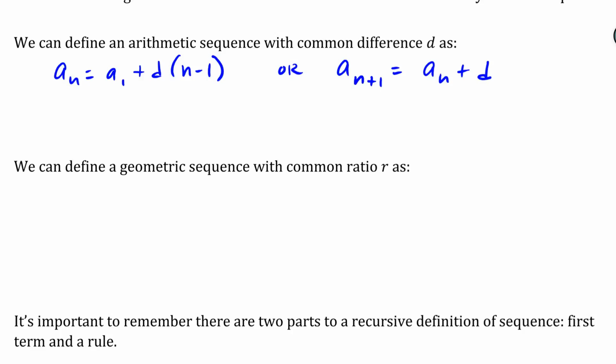We could also define geometric sequences this way. So a geometric sequence, we'll use b sub n just so it's different, is going to be the first term times the ratio to the n minus 1. Or we could show this recursively and say any term is equal to the previous term times the ratio.